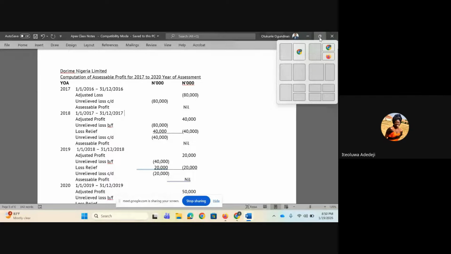Is the tax paid on gross profit since the business made a loss? No. The tax is computed on revenue, not profit. It's computed on the turnover you make in that year. That's what the tax is computed on.